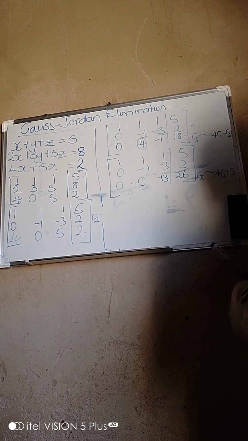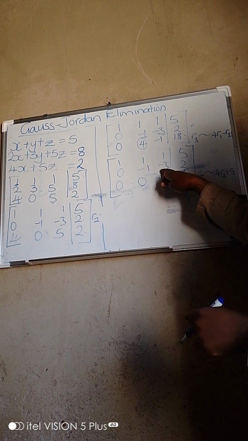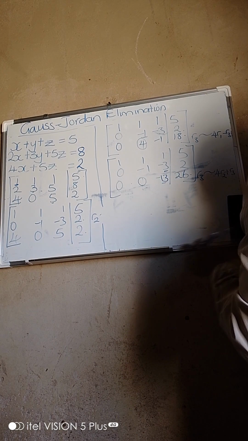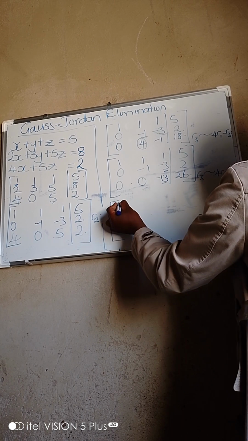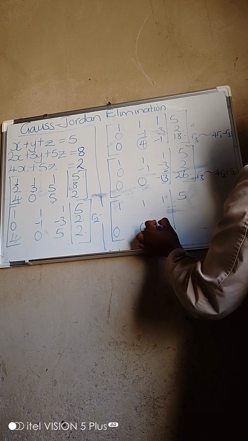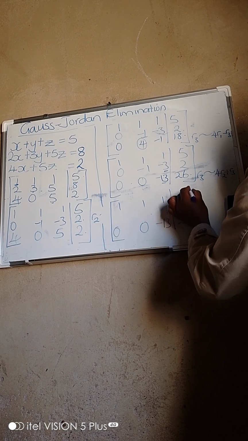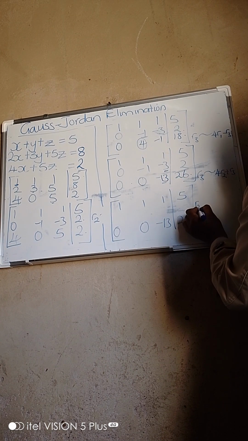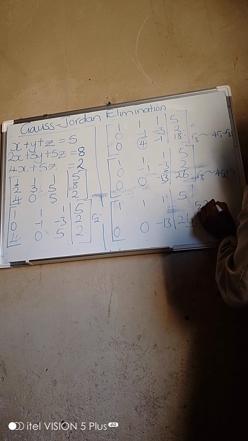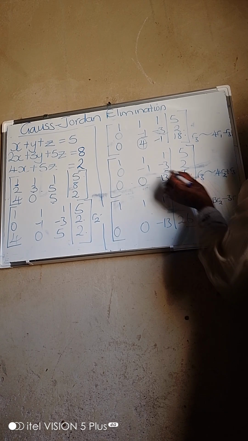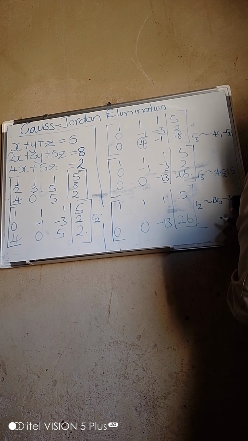We are now moving on to this minus 3. We want to reduce that minus 3 to a 0. Remember, our pivot is minus 13 this time. So we are going to have 1, 1, 1, 5, 0, 0, minus 13, 26. Right, to reduce that, we are going to multiply row 2 follows 13 row 2 minus 3 row 3.